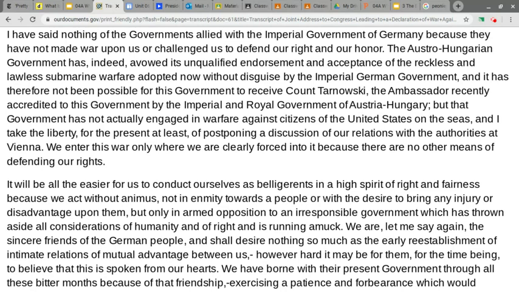That government is not actually engaged in warfare against citizens of the United States on the seas, and I take the liberty, for the present at least, of postponing a discussion of our relations with the authorities at Vienna. We enter this war only where we are clearly forced into it because there are no other means of defending our rights.